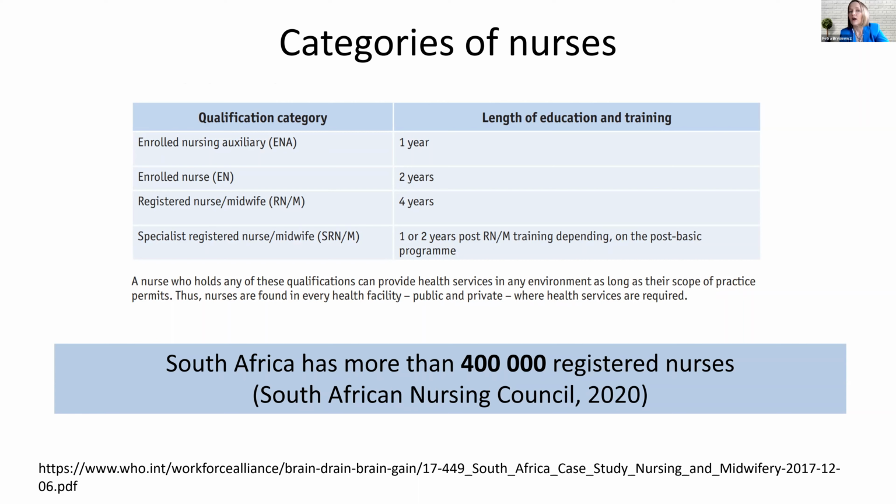In South Africa, our registered nurses or professional nurses have a program that is 4 years long. And then after that, you can go on to do various specialist training. Those training programs are around 1 to 2 years. It really just depends on which program you are doing. So in South Africa, as of last year, there were more than 400,000 registered nurses, professional nurses in South Africa.